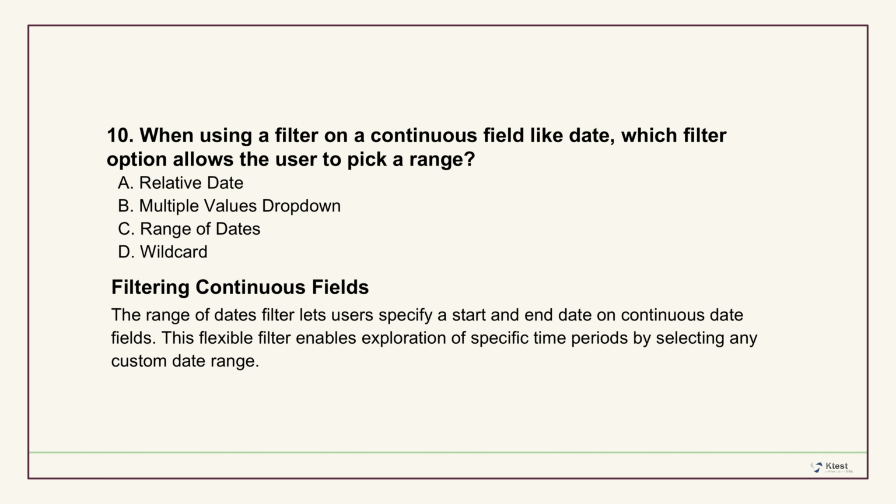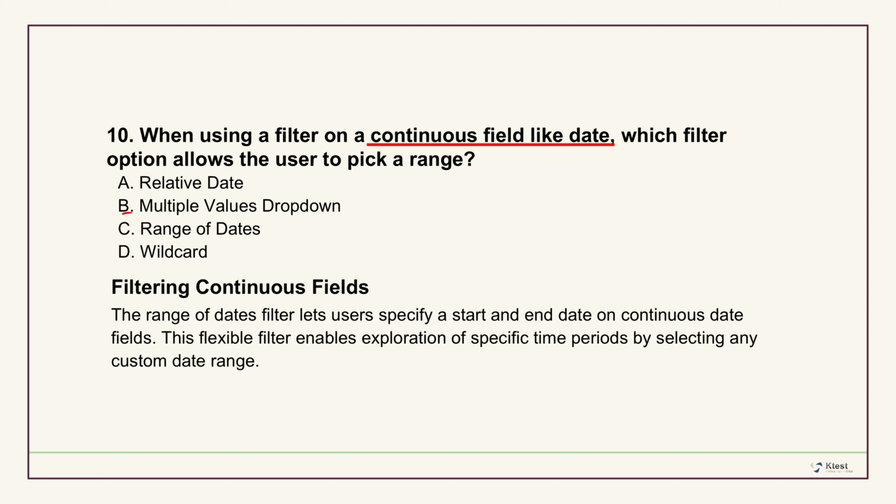Filtering. Specifically, continuous fields like dates. If I want to give the user a filter for a date field, and I want them to be able to pick a specific start date and a specific end date, a custom range, what's the filter option for that? For letting a user define a custom start and end date on a continuous date field, you'll want to use the range of dates filter option. That presents the user with typically 2 date pickers or sliders where they can set the exact beginning and end of the period they're interested in.